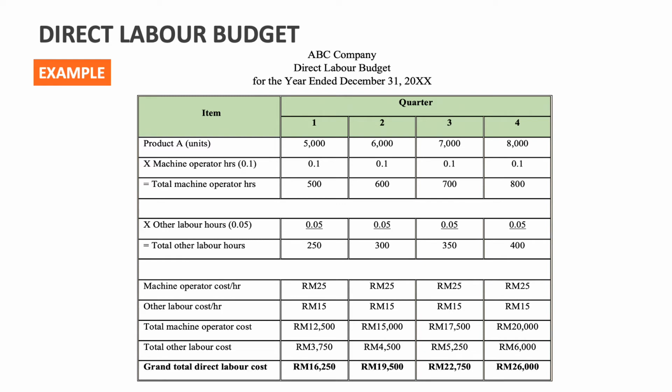Not total machine operator hours, but total machine operator cost. So 12,500 and 3,750, you add these two, that should give you the grand total of direct labor cost of 16,250. So you just need to apply the same way in the rest of the quarters.